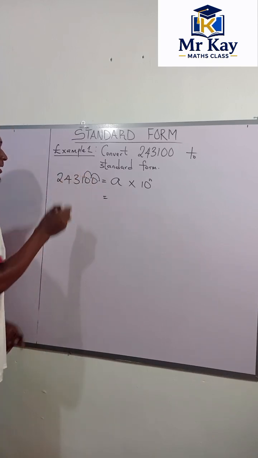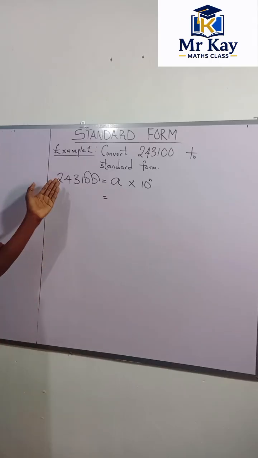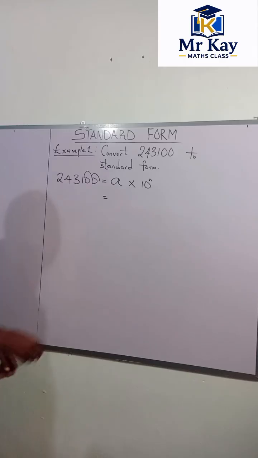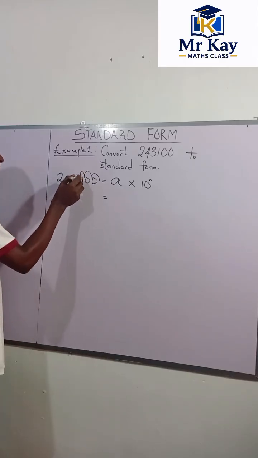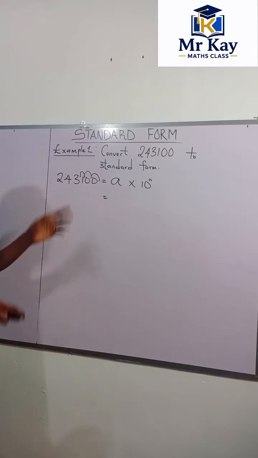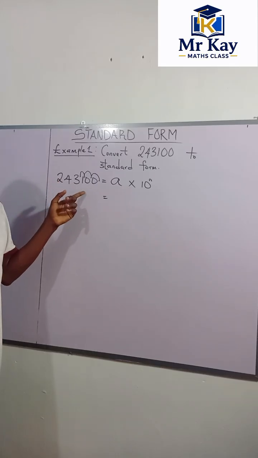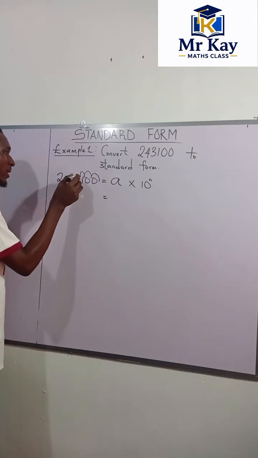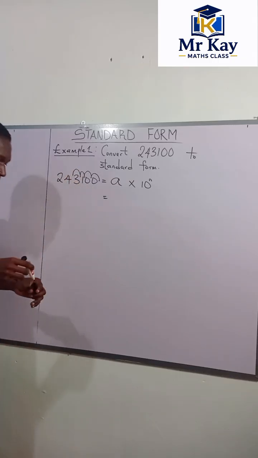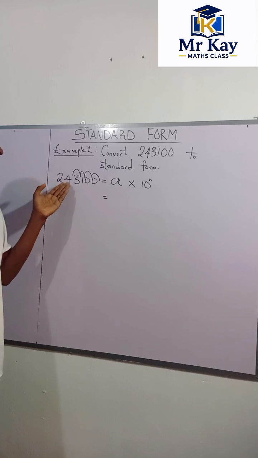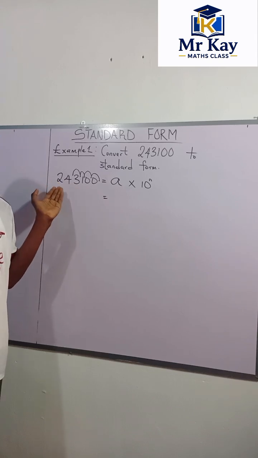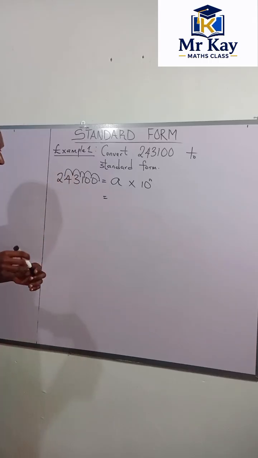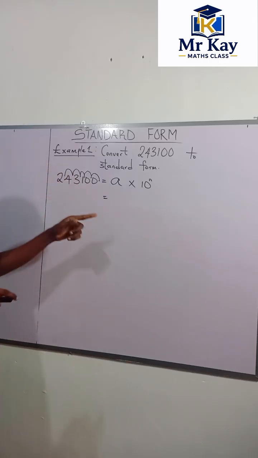I'm going to move the point here again, and here I'm now going to have 2,431. It's still bigger than 10. I'm going to move the point here. It's now going to be 243.100. 243 is still bigger than 10. So I'll keep moving. I'll still move it here. Now I'll have 24.31. 24 is still bigger than 10. Now I'm going to move it here. And now it's 2 point something.